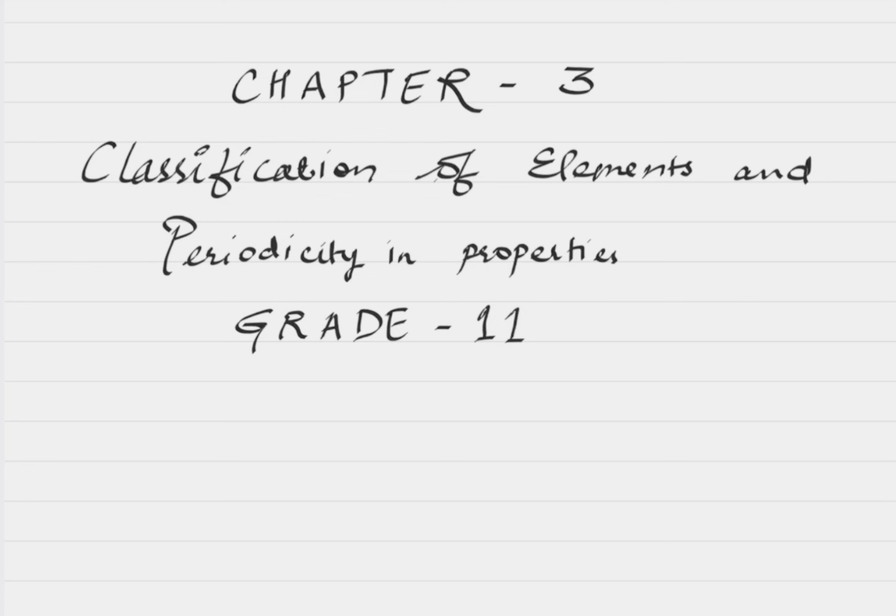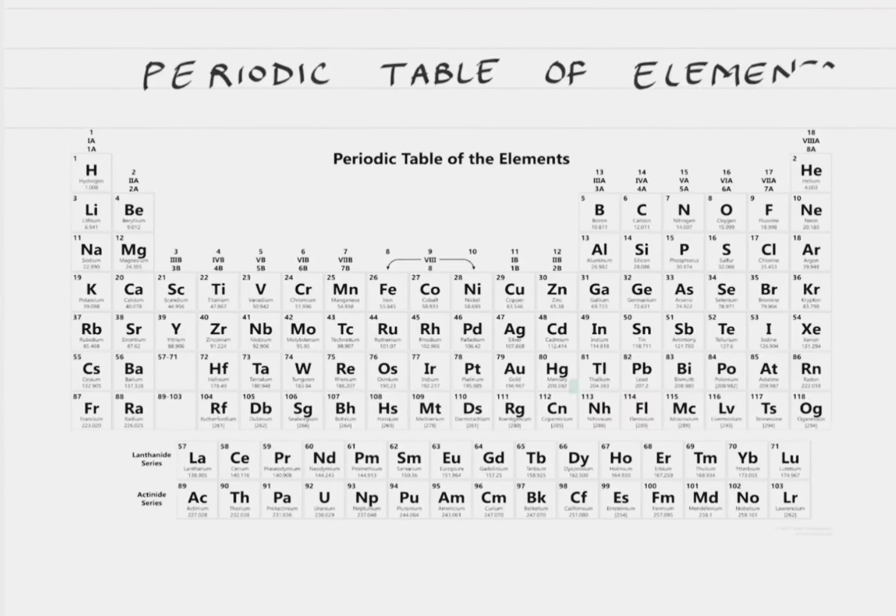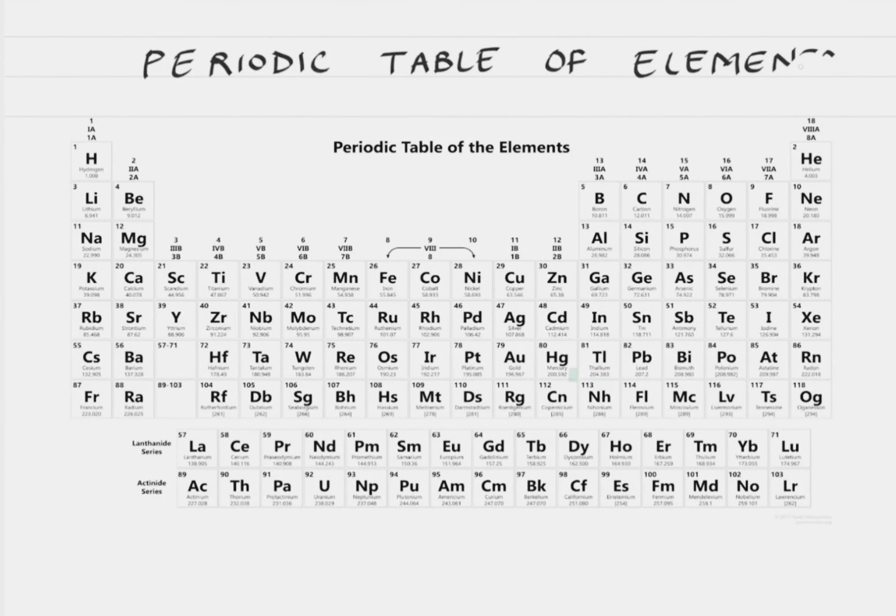Today we will be talking about chapter 3 of grade 11, that is classification of elements and periodicity in properties. So let's get started. In this chapter we will talk about the periodic table of elements. So this is our modern periodic table, and first we will get acquainted with the layout of this periodic table, and then we can get to the main objective of this video, which is for you to find out the electronic configuration, group number, period number and block of any element in the periodic table. But before that, let us get acquainted with the layout of the periodic table because that is necessary.